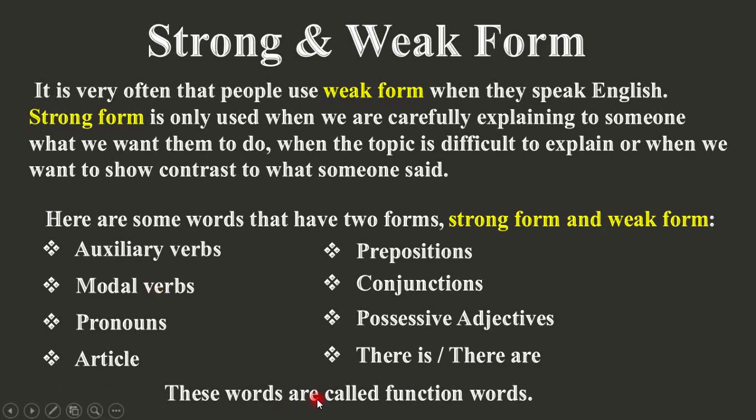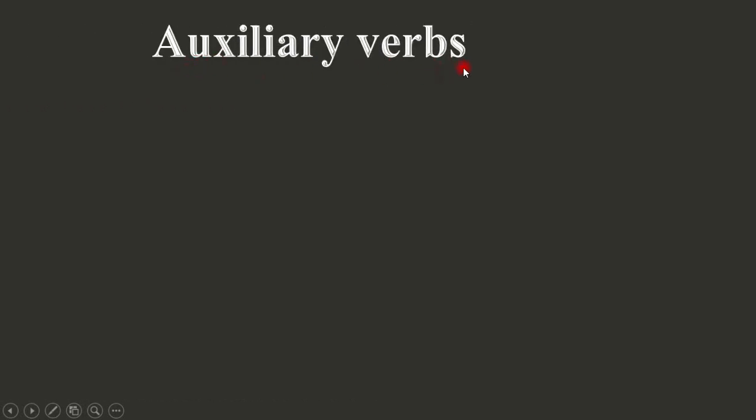Alright, these words are called function words. So auxiliary verbs, prepositions, modal verbs, conjunctions, pronouns, possessive adjectives, articles, there is and there are. These words are called function words. So when you see these words, people usually use weak form of them. Alright, because we have some kinds of words to study, so let's choose auxiliary verbs to study today. Here it is, auxiliary verbs.